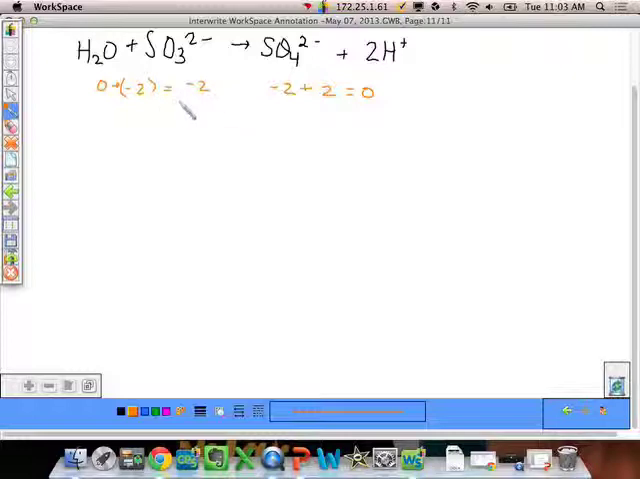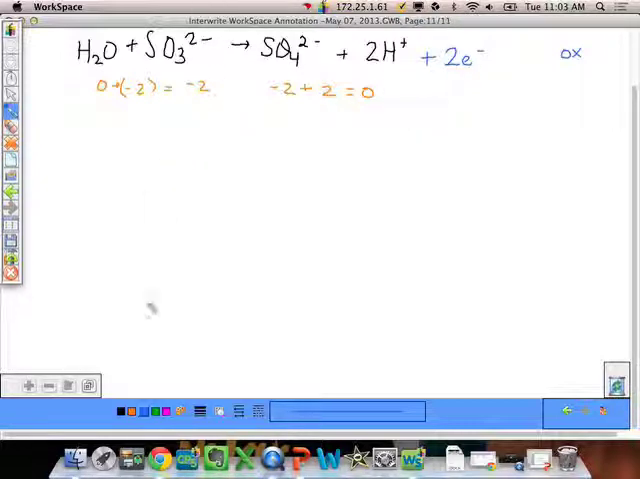Okay. I have a -2 and a 0. I need to add to the side that's higher on my number scale. So, how many electrons do I add to my reactant side? Plus 2 electrons. Is this oxidation or reduction? Oxidation, yes. This is my oxidation half of the reaction because I have electrons that have been lost. They are on my product side.